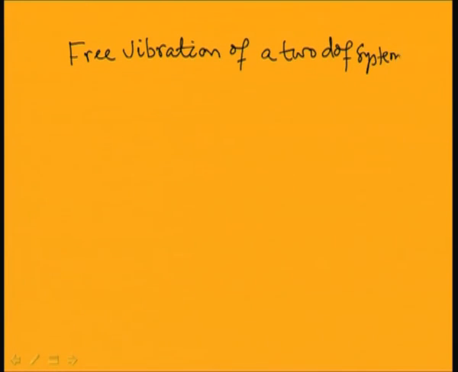So, now we will see the free vibration of a 2 degree of freedom system. Already you have derived the equation of motion and written it in matrix form: M x double dot plus K x equal to 0.